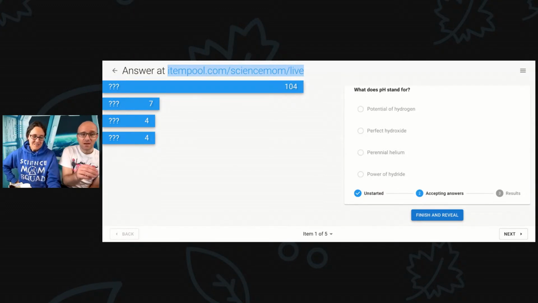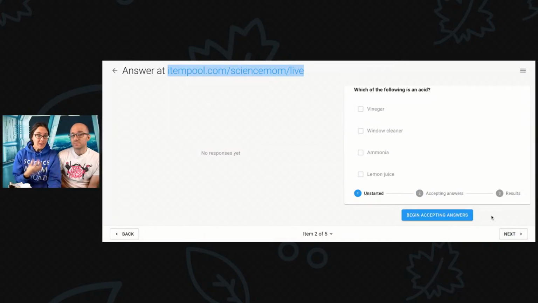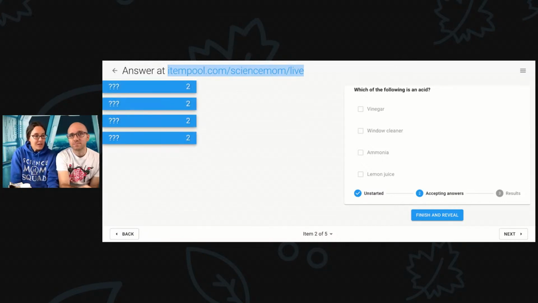Oh, that's pretty cool. All right, I'm going to finish and reveal here. It looks like 104 people picked potential of hydrogen, and yes. Nicely done. That is correct. Also, sometimes power of hydrogen, they were both used synonymously when the pH scale was invented. And it was invented because you had people brewing different beverages who wanted to be able to describe what they tasted like, and just saying sour was not acceptable. They said, we need to quantify this. And that's how the pH scale was invented, actually.